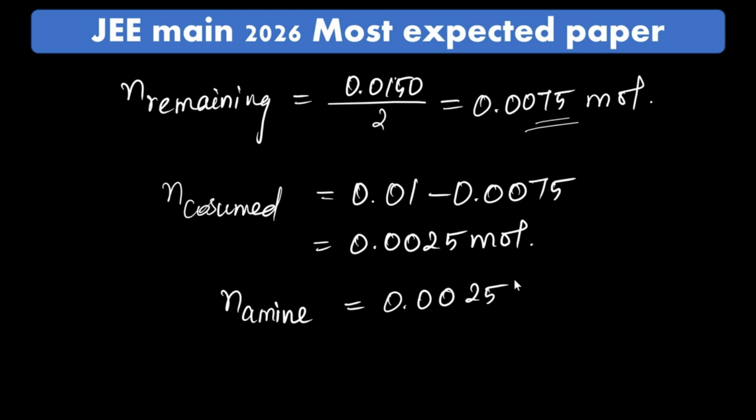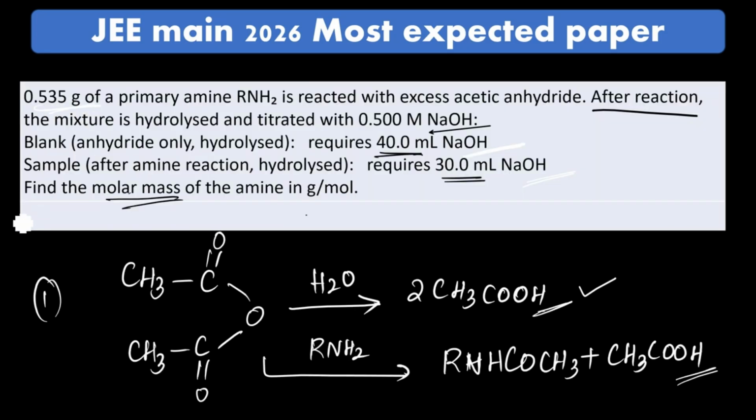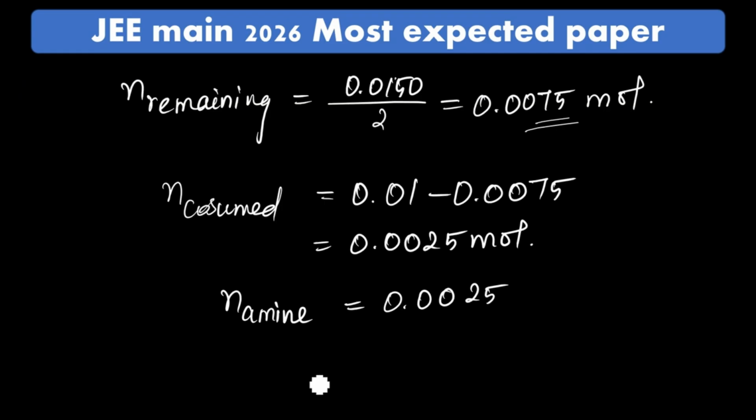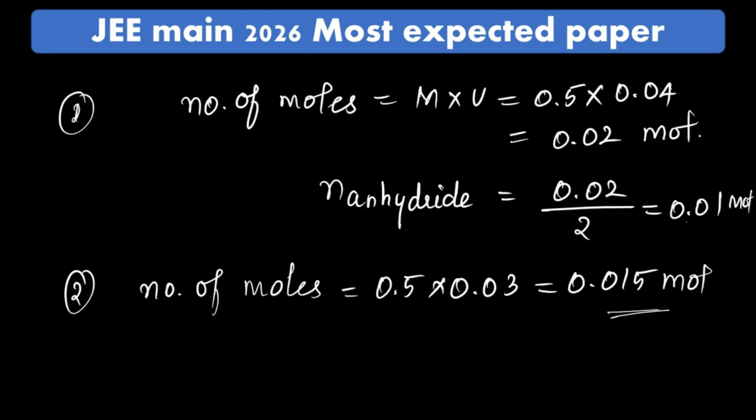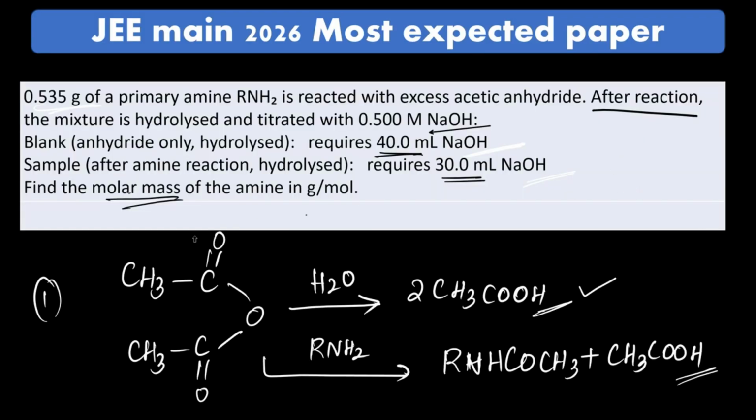So this much moles of amine, what is the mass? That is simple, right? Because they have given the weight, 0.535. So molecular mass is equal to mass by moles, that is 0.535 divided by 0.0025, that is 214 gram per mole. Okay, so that is your answer, 214 gram per mole.